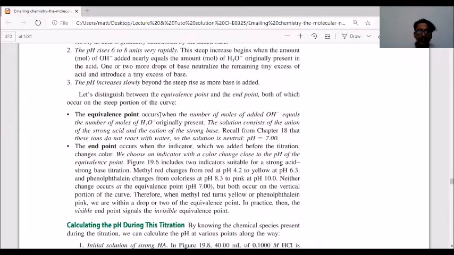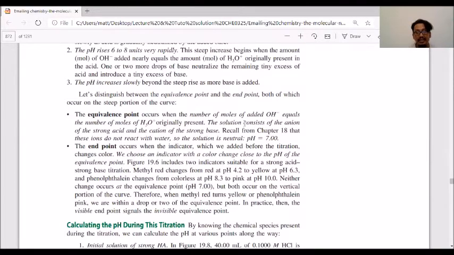Okay, the equivalence point occurs when the number of moles of added hydroxide equals the number of moles of hydrogen ion originally present. Equal moles. So when the moles are equal, there is complete neutralization. There's no more excess sodium hydroxide, no more hydrogen ion present. What is present in the conical flask now is totally salt and water.